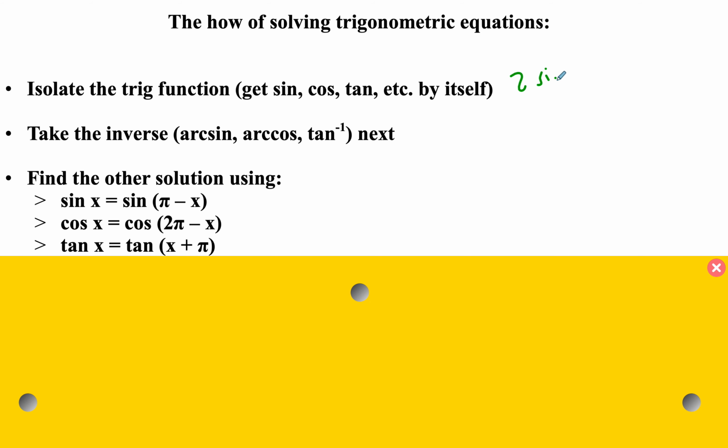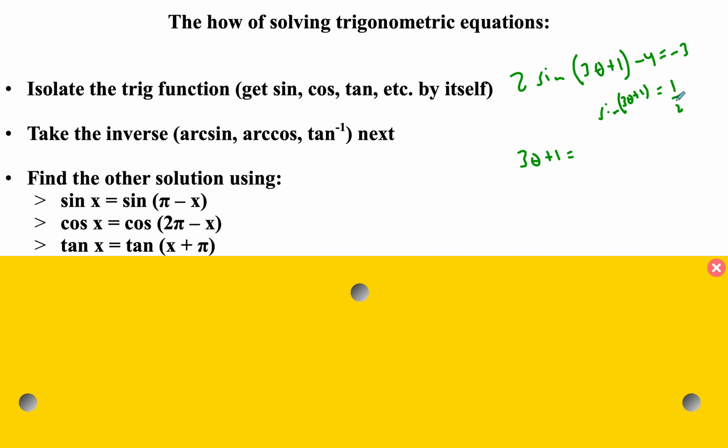So let's say you've got the sine, right? So you have 2 sine of (3 theta plus 1), minus 4 equals, let's see, negative 3, right? So you would add the 4 and then divide by the 2 to get the sine by itself, right? And then you take the arc sine of both sides, which would isolate the angle, which is the 3 theta plus 1, and that would give you a value.